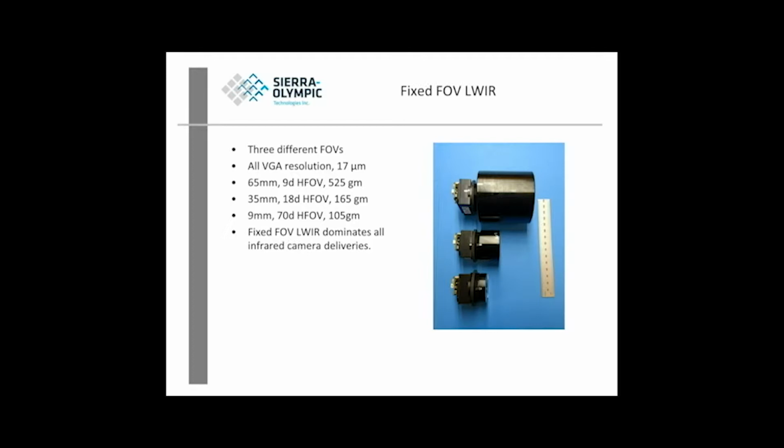Now, let's talk about long wave. Again, long wave is a big business. It's fixed field of view generally. It's used in the multi-rotor market. And it's basically sensor and optic. You can see 3 different optics here. All of these are 17 micron sensors. Top to bottom, you have a 9-degree horizontal field of view, an 18-degree, and a 70-degree horizontal field of view. And you can see all the associated weights with those.